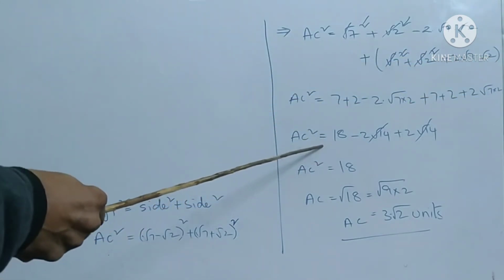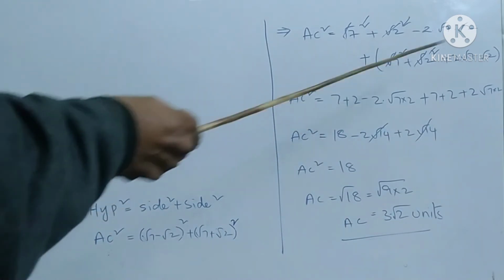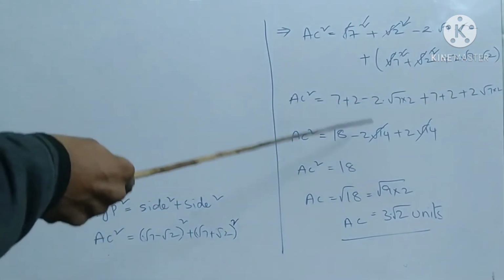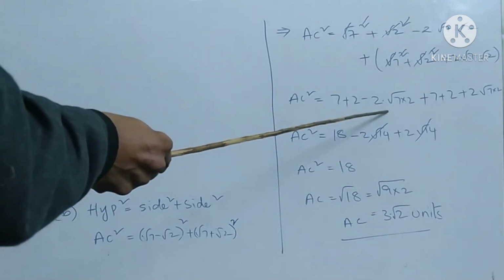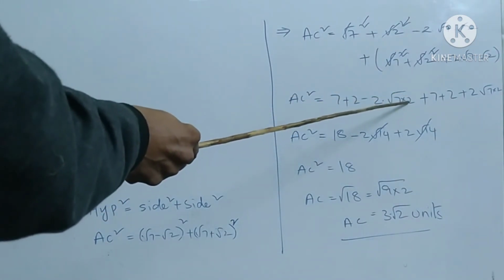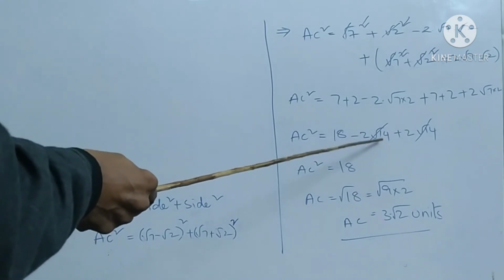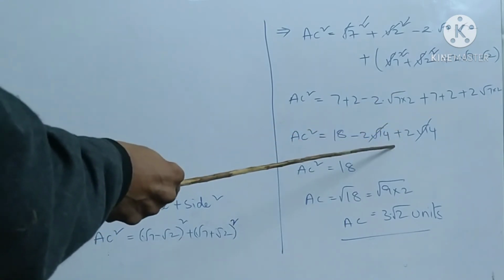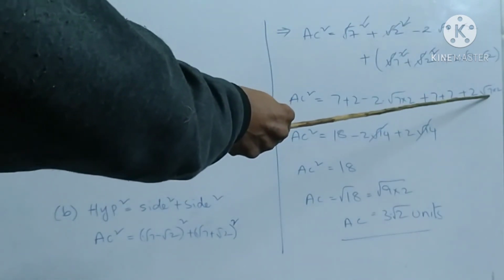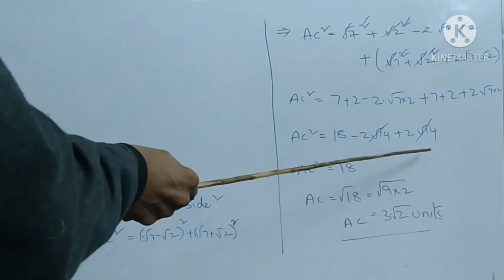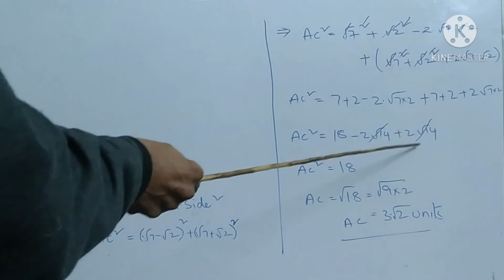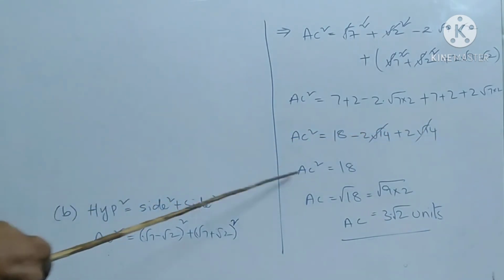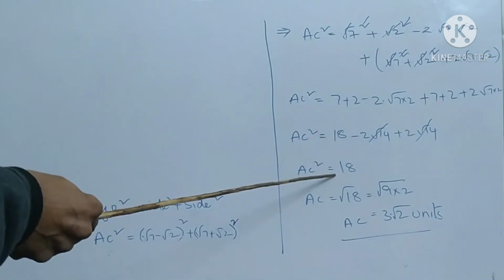So AC square is equal to 7 plus 2 plus 7 plus 2, that is equal to 9 plus 9, 18, minus 2 into under root 7 into 2 means 2 into root 14, plus 2 into under root 7 into 2 means also 2 into root 14. Here minus 2 root 14, here plus 2 root 14. Both are cancelled. So AC square is equal to 18.